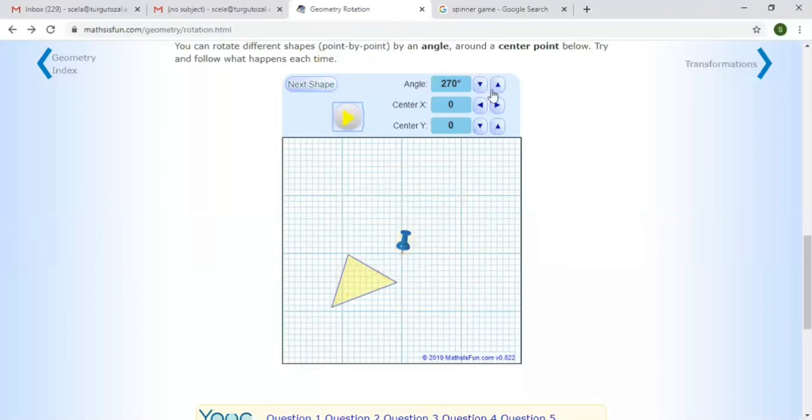Okay. Now let's take a smaller angle. Let's say 30 or 50 degrees. Okay. All these rotations are anti-clockwise. Okay. So the rotation is performed like this.